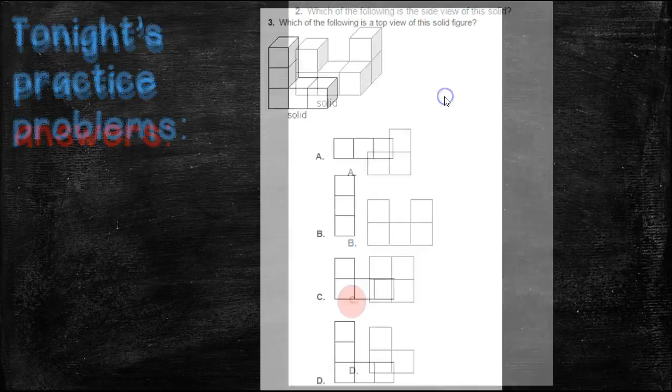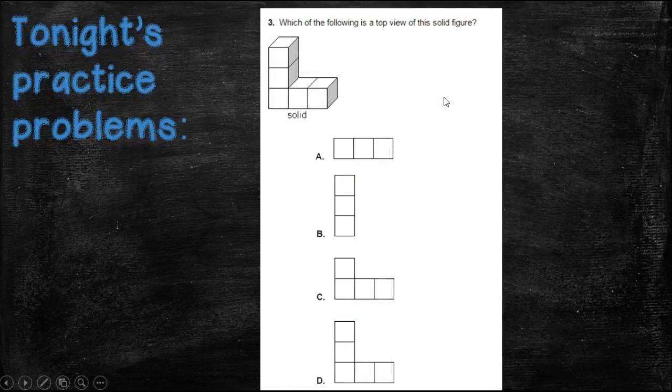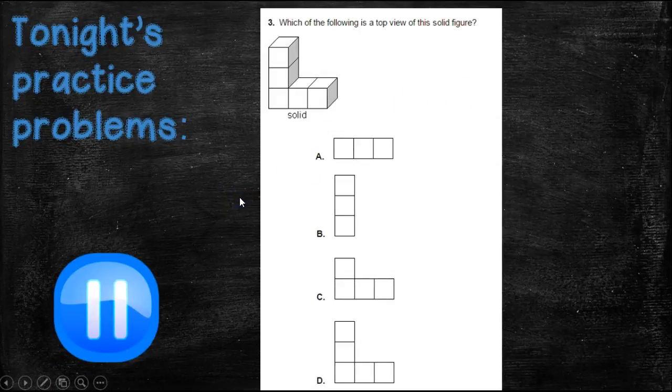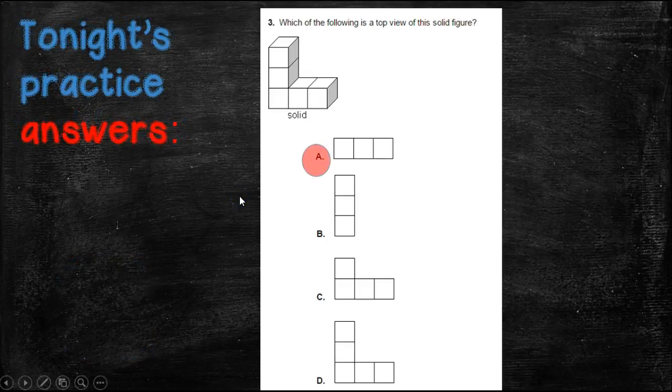Okay, here's the next one. Number 3, which of the following is the top view of this solid figure? The top view. Go ahead and pause the video and come back when you have an answer. Did you choose A? That's right, because if you were standing up here, you would just see this one, and this one. So it would look like 3 across.